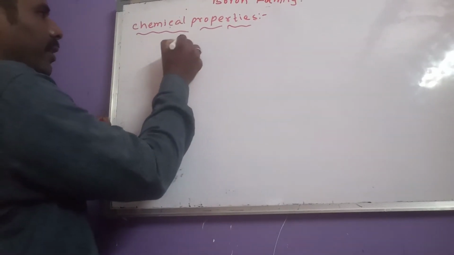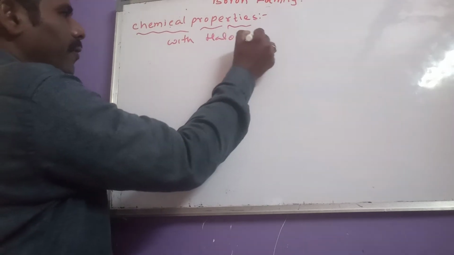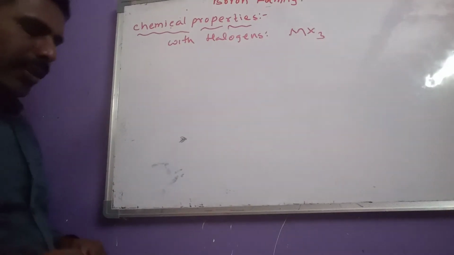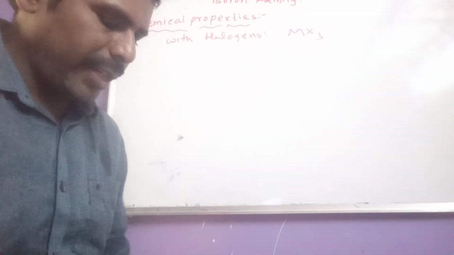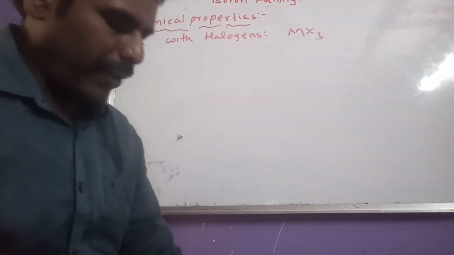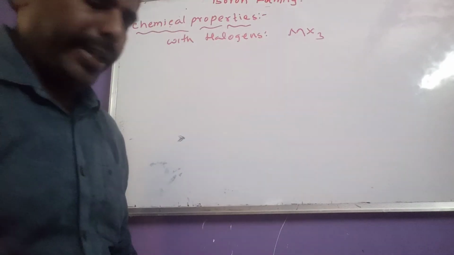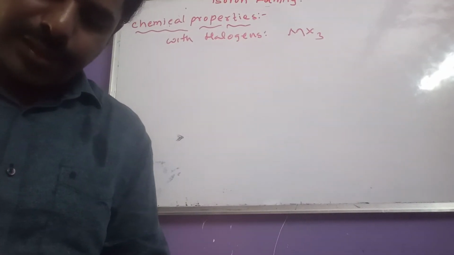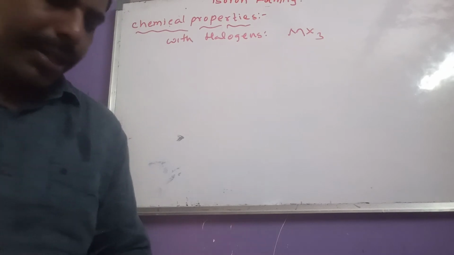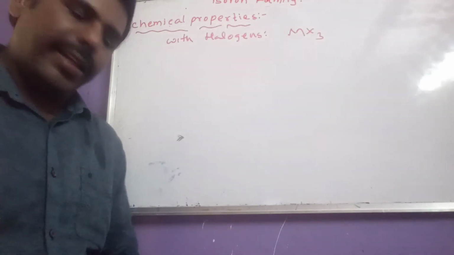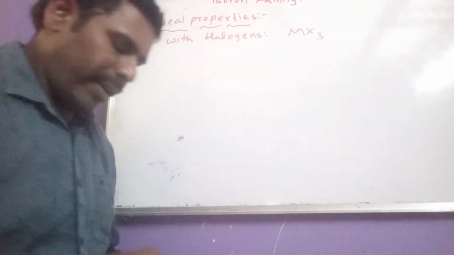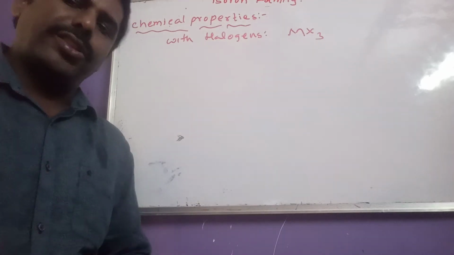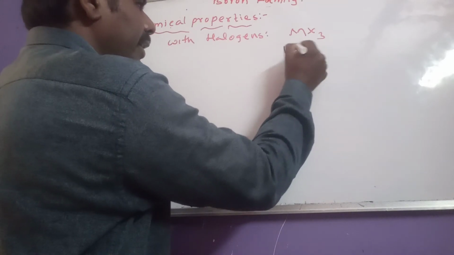Now another one, reaction with halogens. Let us see what the products are. Third A group elements react with halogens and produce halides. The general formula of third A group halides is MX3. So boron will give BF3, BCl3, BBr3, BI3. But one important thing, BI3 is less stable, so we may not consider it a stable one. It does not exist at room temperature because it is somewhat unstable.